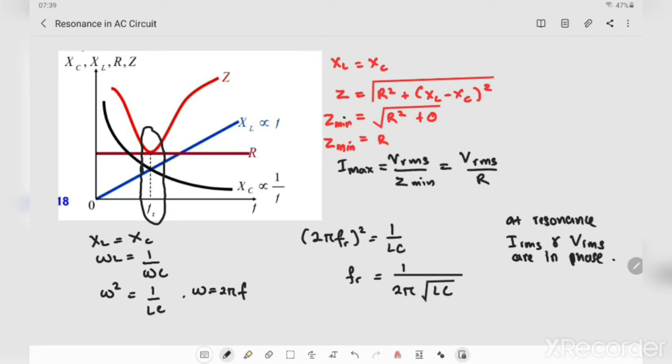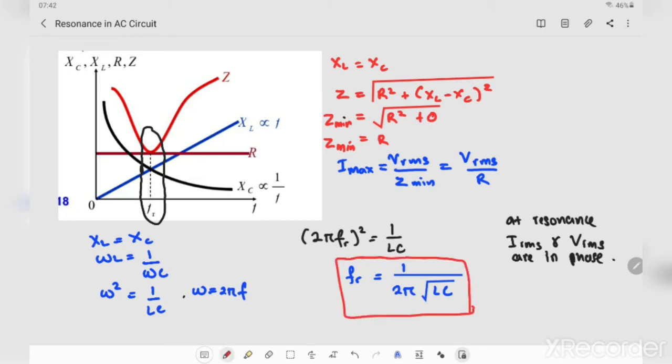RLC series circuit. At resonance, in the RLC series circuit, the impedance is minimum. Thus, the RMS current flowing in the circuit is maximum, and it's given by I max equals V RMS over Z minimum, which equals V RMS over R. To calculate the resonant frequency, XL is equal to XC, where XL equals omega L and XC equals 1 over omega C. Rearranging, omega squared equals 1 over LC, where omega is equal to 2 pi f, and then we get the resonant frequency f equals 1 over 2 pi root LC.